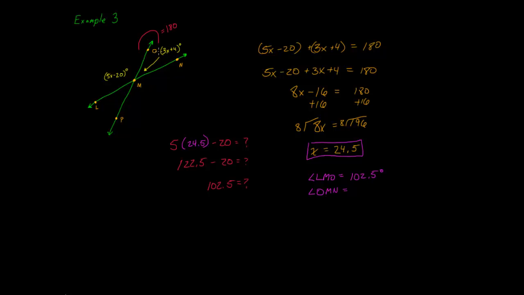OMN, which is our other one right here. You can solve this one of two ways. You can say that, well, this overall is 180, so 180 minus 102.5. That will give you your answer. Or we can come over here and do just like what we did on this equation.